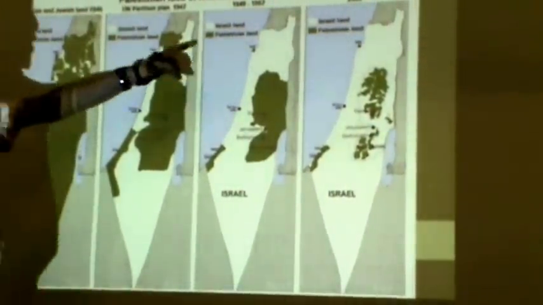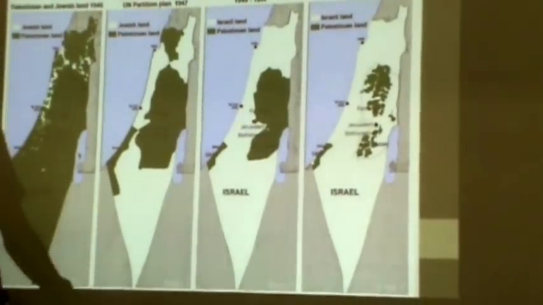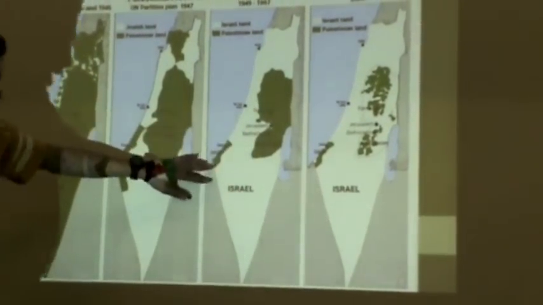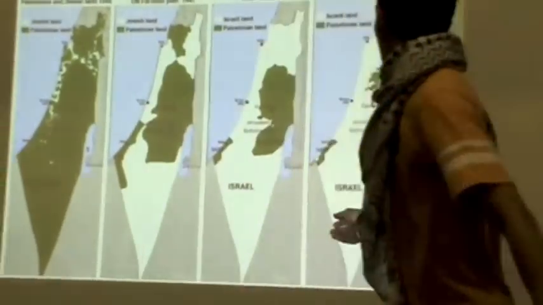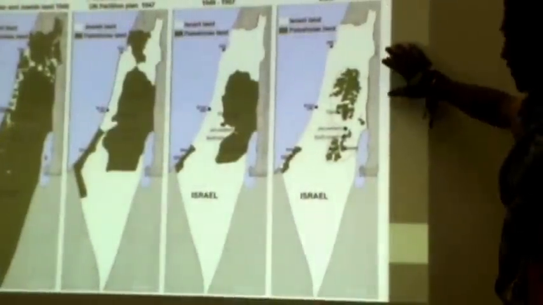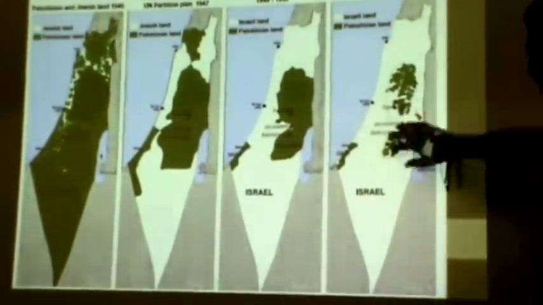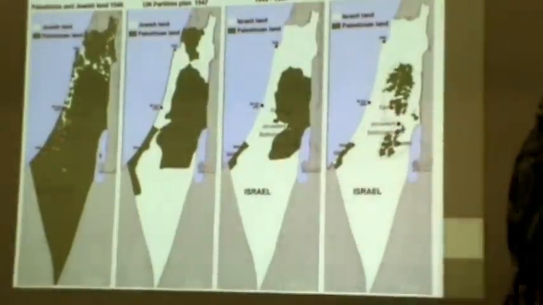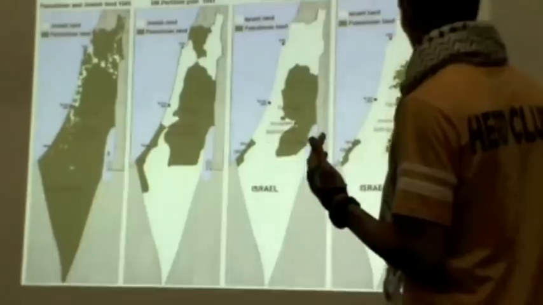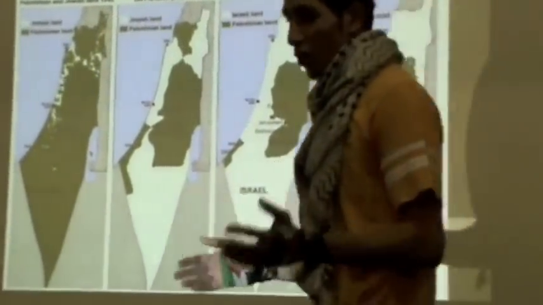And if we go over 1949 to 1967, this is what is Palestine now. And recently, 2000 to 2012, this is Palestine. Those areas are where Palestinians live now. And all the other area, which was Palestine, is now called Israel.